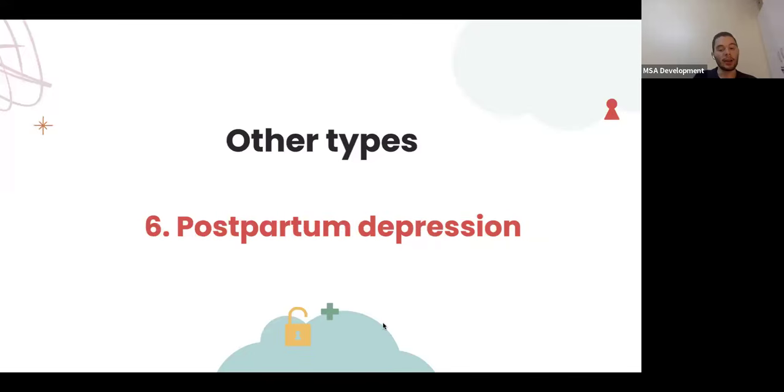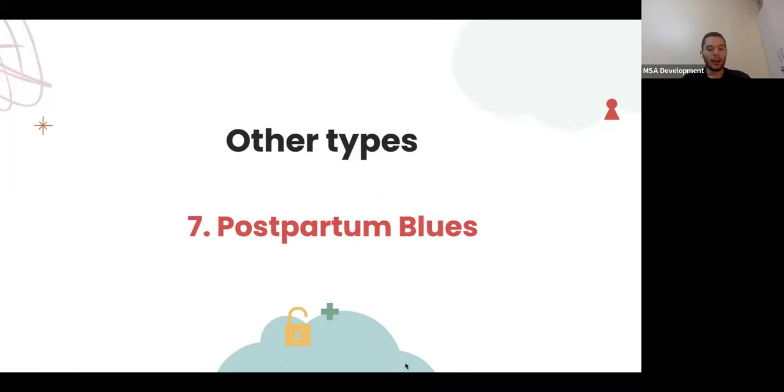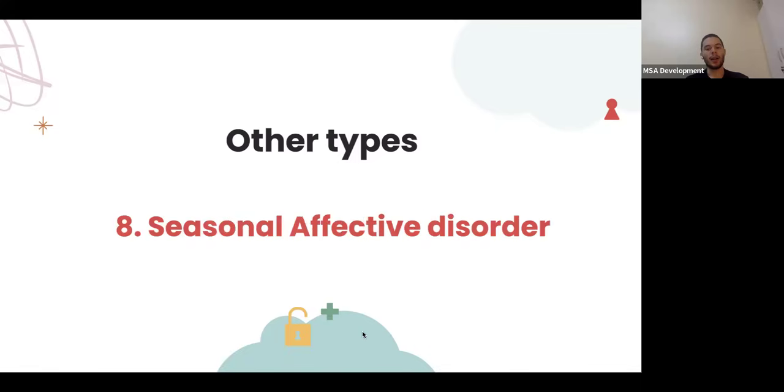But what if it's the same lady, but she didn't have as severe symptoms? That's postpartum blues. Now let's say this patient comes and he has depression every single year from the months of August till March. Seasonal affective disorder. And why does it happen? Because of low sunlight. And why is sunlight important? For serotonin, tryptophan, serotonin.